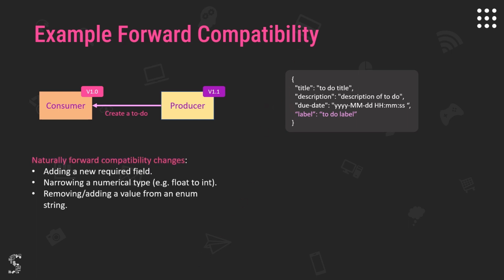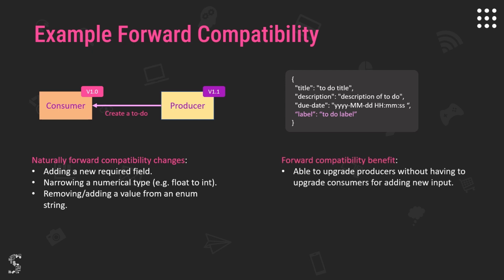So naturally, forward compatible changes are adding a new required field, narrowing a numerical type from float to integer, or removing or adding a value from an enum string. The benefit of forward compatibility is being able to upgrade producers without having to upgrade consumers for adding new input.